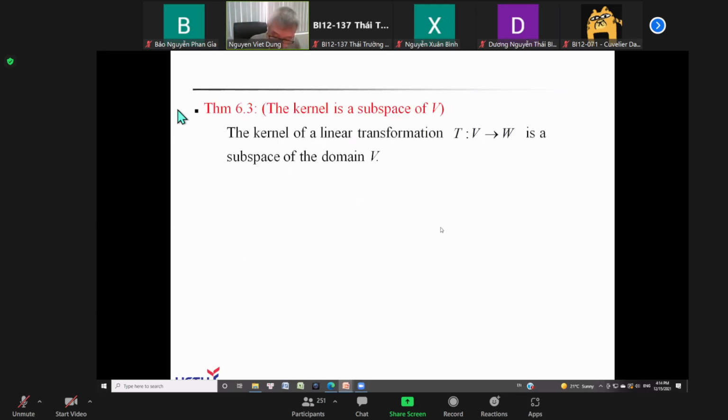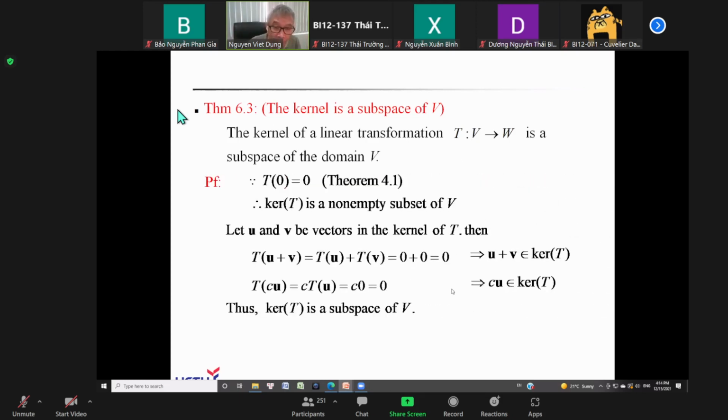So from the previous example, we see that the kernel of a linear transformation T from V to W is always a subspace of the domain. It's lying inside V, and it's always a subspace of the domain. It is explained here in the slide on the Moodle, so you need to read it by yourself. And because of that, sometimes we call the kernel the null space of T.